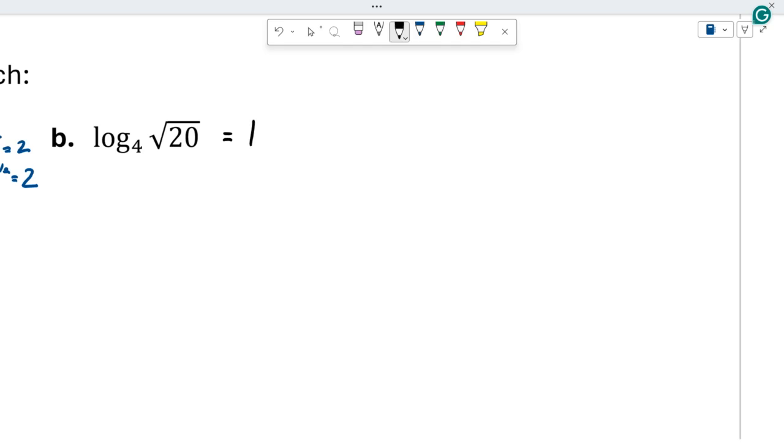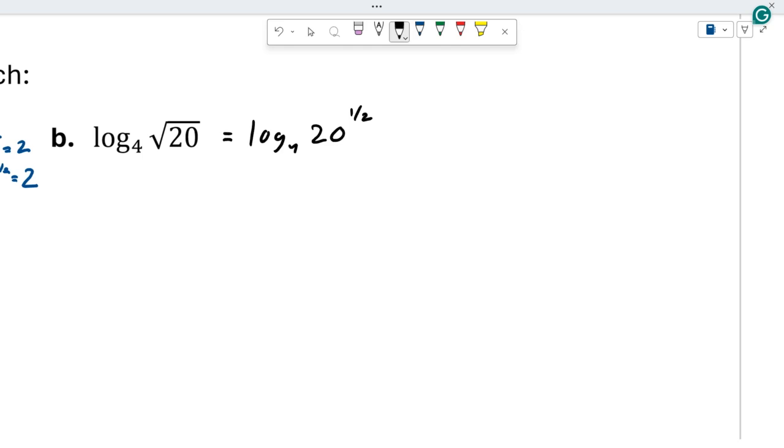Before I do that, I want to rewrite my expression here. So it's log base 4, and what I want to do is rewrite the square root of 20 as 20 to the 1/2 power. This is a little trick that we've now seen several times. We just saw this in A. We can treat roots as fractional exponents, and specifically a square root is something raised to the 1/2 power.